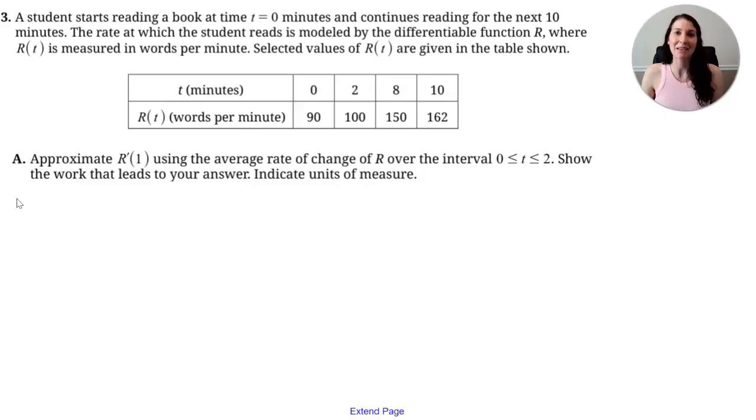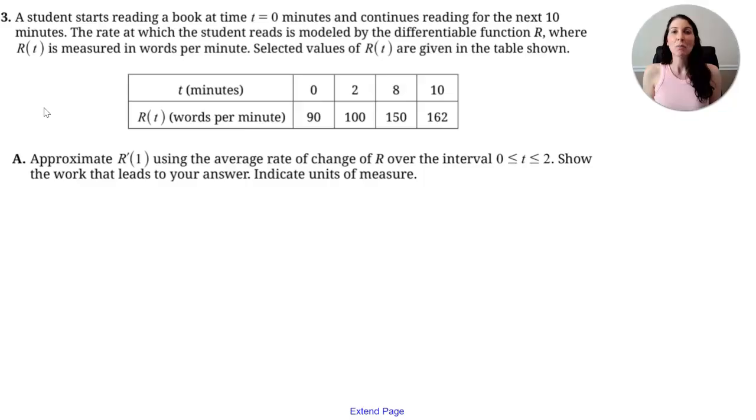AP Calculus AB exam. So in question number 3, it says a student starts reading a book at time t equals 0 minutes and continues reading for the next 10 minutes, and the rate at which the student reads is modeled by the differentiable function r, where r of t is measured in words per minute, and selected values of r of t are given in the table shown.